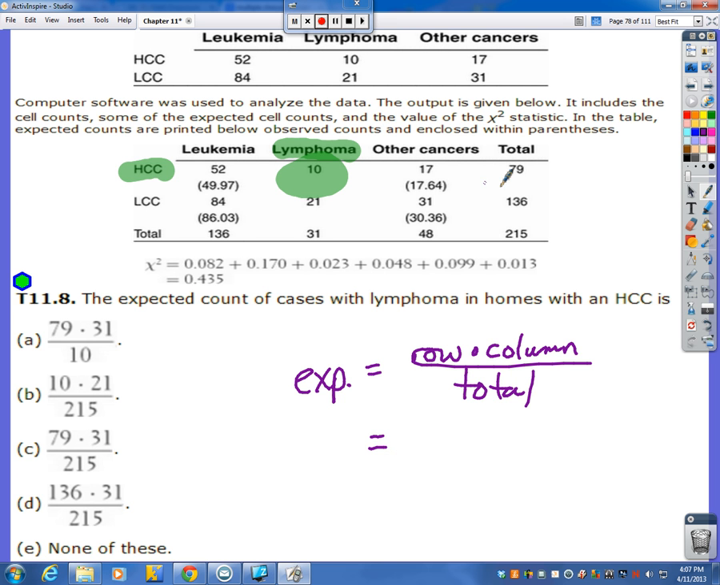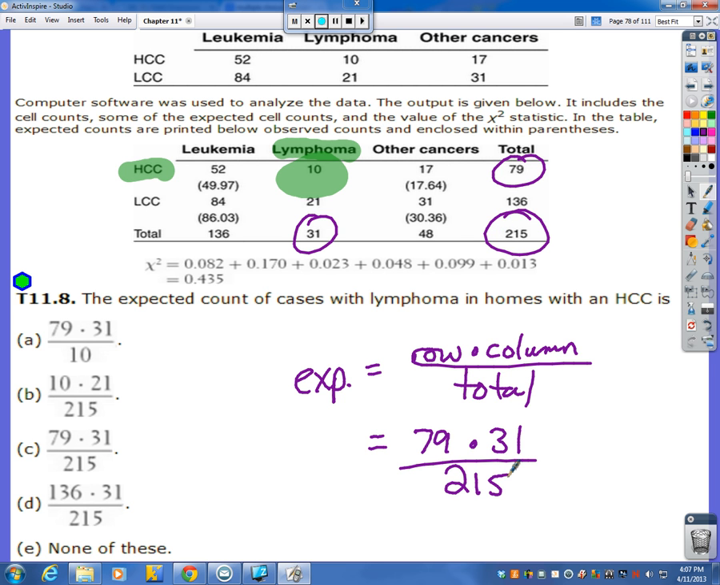So the row total, that's our 79. Column total, that's our 31. Divided by total total, our 215. They don't even really want to know what that number is. They just want to know how would you set it up. And hey, that would be C right there. And that's all it is.